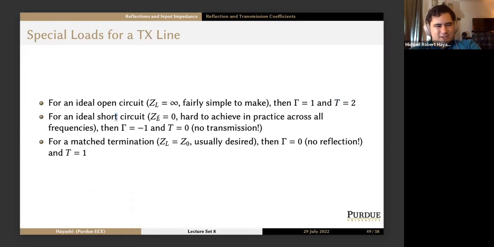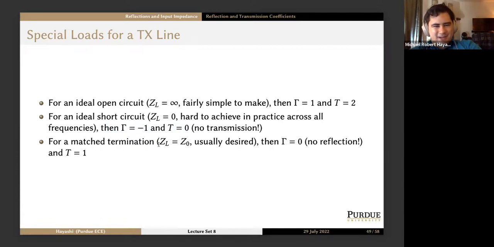For an ideal short circuit, ZL is equal to 0, and it's very hard to make a practical short circuit across all frequencies. The parasitic inductance of a short circuit really gets you in reality. So most of the time, what is a short circuit at low frequencies is like an inductor at high frequencies. Then gamma is equal to -1, and T is equal to 0. No transmission at all. There's a short circuit. You can't transmit any voltage or current into it. There's no voltage that goes into it.